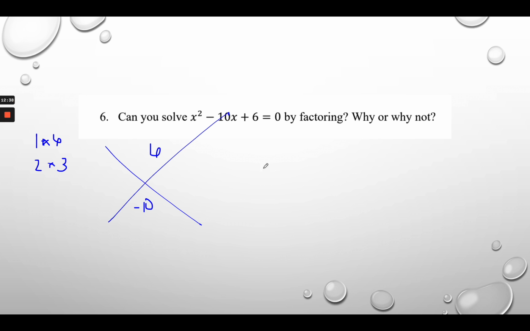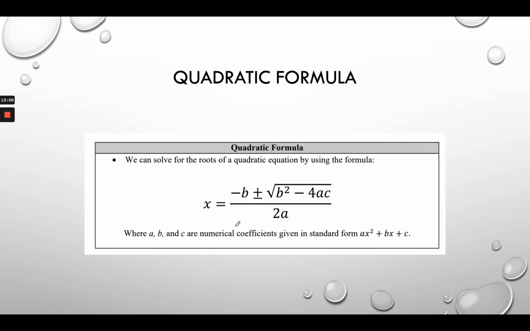So this one cannot be factored, because no two numbers multiply to give you 6 and add to give you negative 10. So what happens when you can't factor? Well, you have to do the quadratic formula.